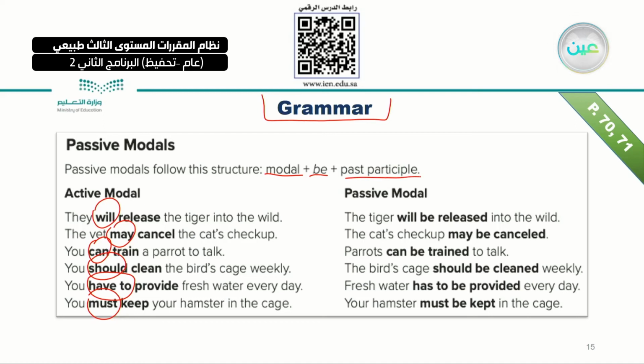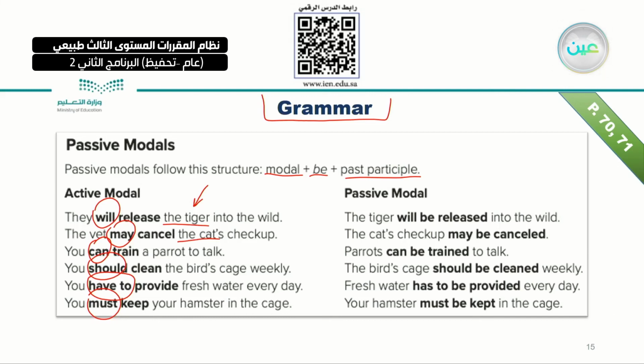Let's see the active sentence here. They will release the tiger into the wild. Here I am focusing on the tiger. I don't care who they are, or who is going to release the tiger. They are unimportant. Here it could be they, or the vet, or you. We don't know the doer, for example, so we don't care about the doer. Then we will focus on the action itself, and of course we will emphasize it. Then the tiger will be released.